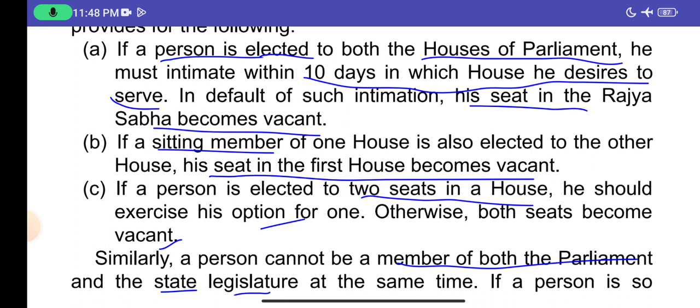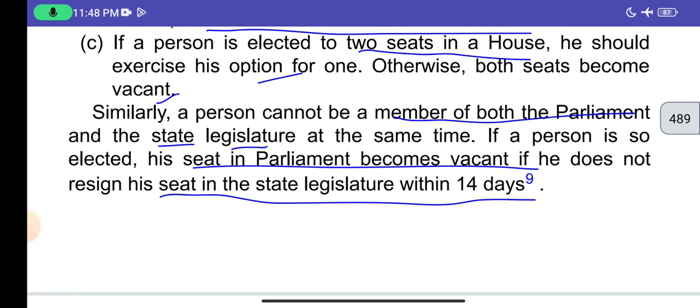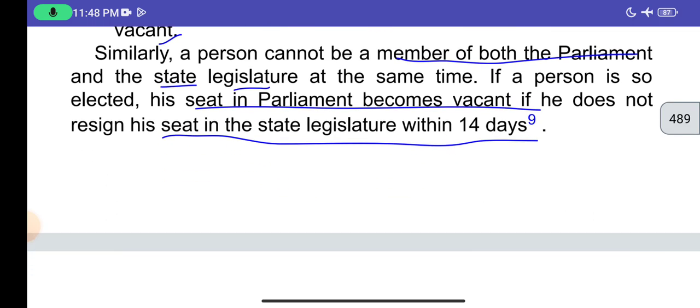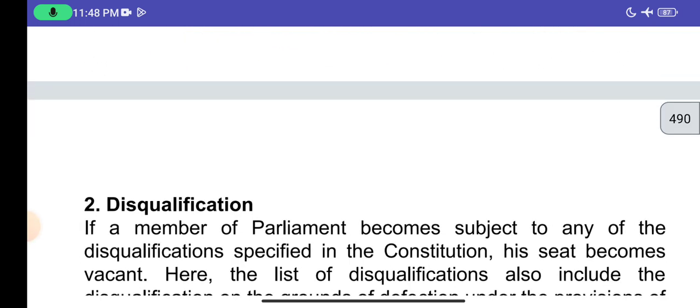If a sitting member of one house is also elected to the other house, his seat in the first house becomes vacant. If a person is elected to 2 seats in a house, he should exercise his option for one, otherwise both seats become vacant. Similarly, a person cannot be a member of both the parliament and the state legislature at the same time. If a person is so elected, his seat in parliament becomes vacant if he does not resign his seat in the state legislature within 14 days.